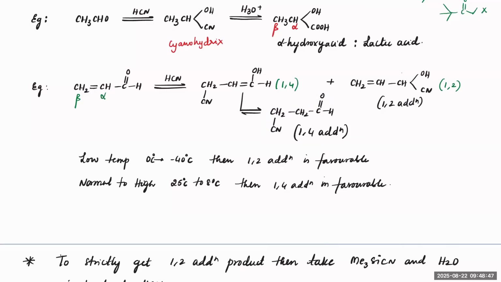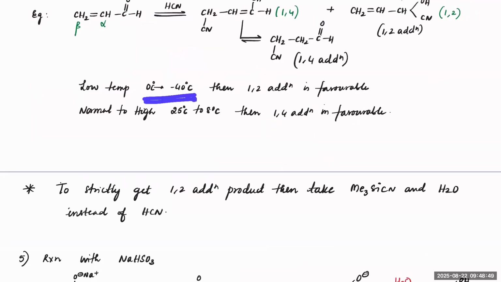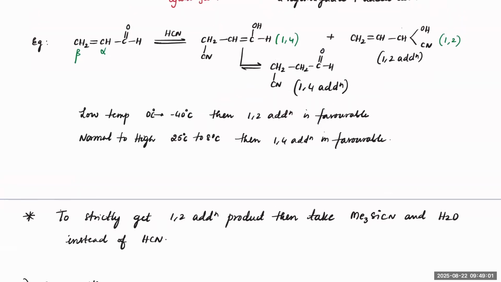Usually, if the temperature is kept very low, below 0 degrees, then 1,2 addition is more favorable in these cases, which is called the kinetic product. And if you keep it at normal temperature, that is 25 degrees and above, you'll always see 1,4 addition is more favorable. So this product will form, and if you react with one more mole, it will convert into this product.